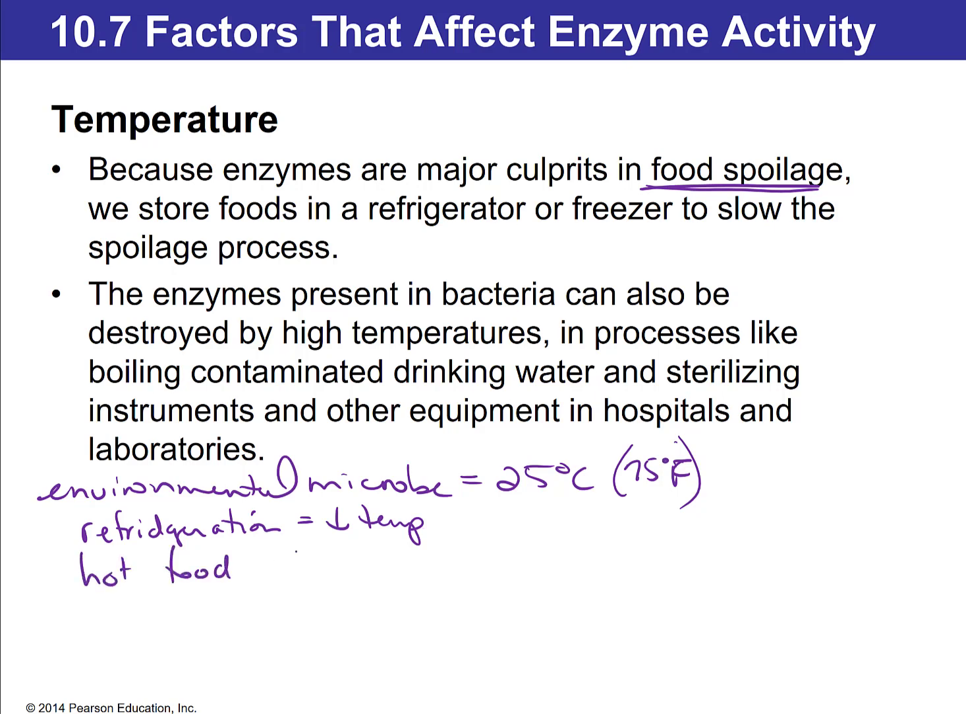So hot food, like in a steam tray, hot food that is kept under a heat lamp, they increase the temperature, keep it above 25 because you see the same thing. Enzymes have slowed activity when they're not at their optimal temperature.